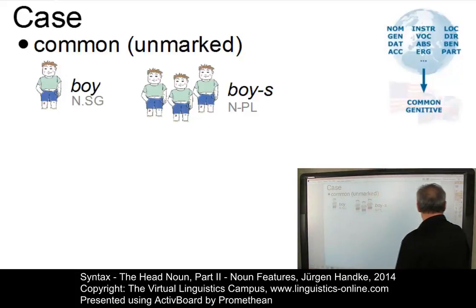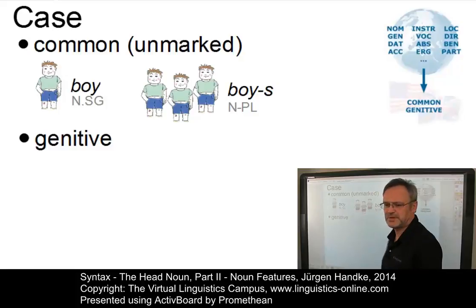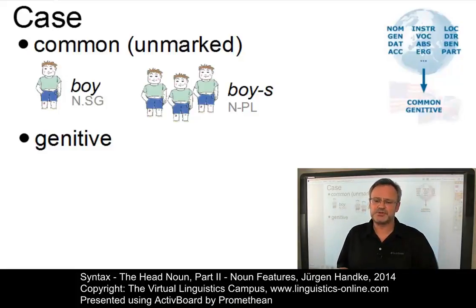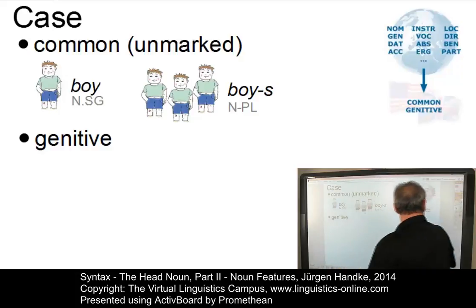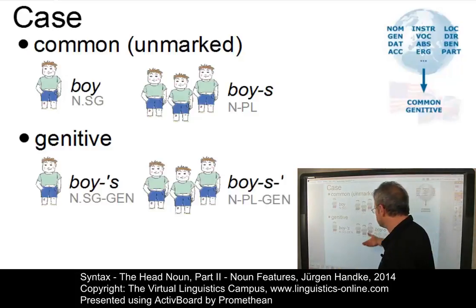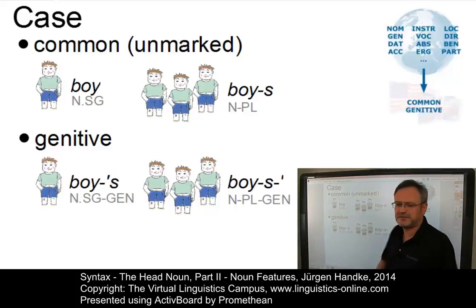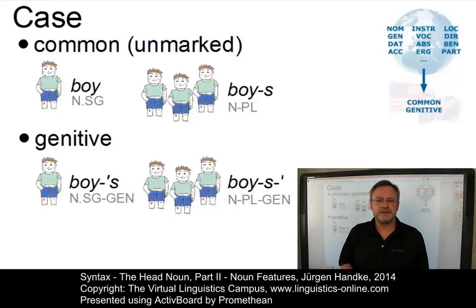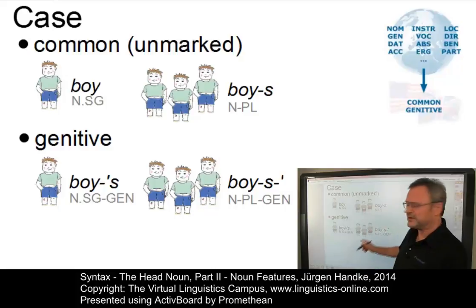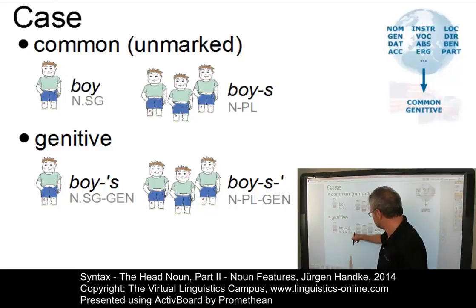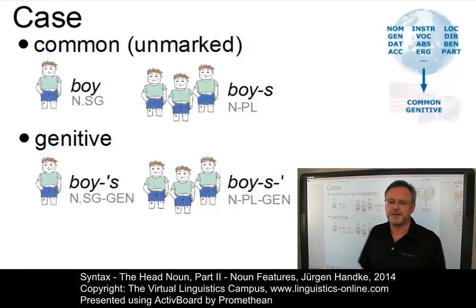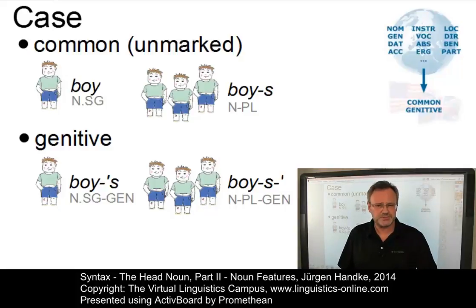The second case is the genitive case, whose ending is always spelt with an apostrophe. The apostrophe occurs after the stem in the genitive singular form and after the plural affix in the plural form. Note that my transliteration here, noun singular gen, noun plural gen, my transliteration here is based on orthography rather than on phonology.